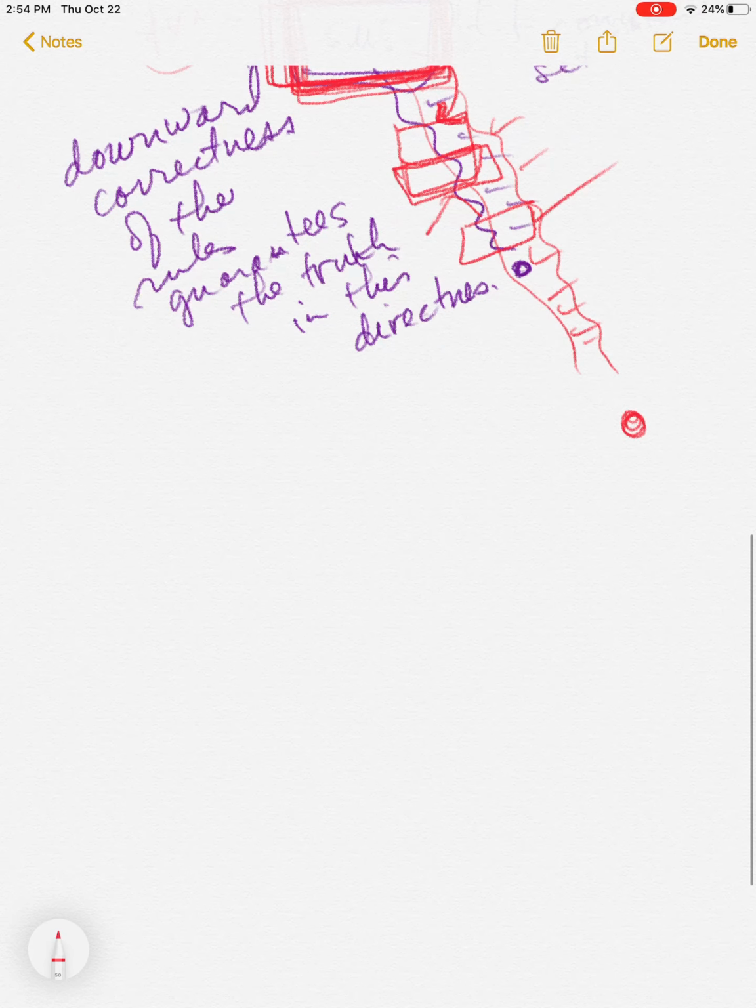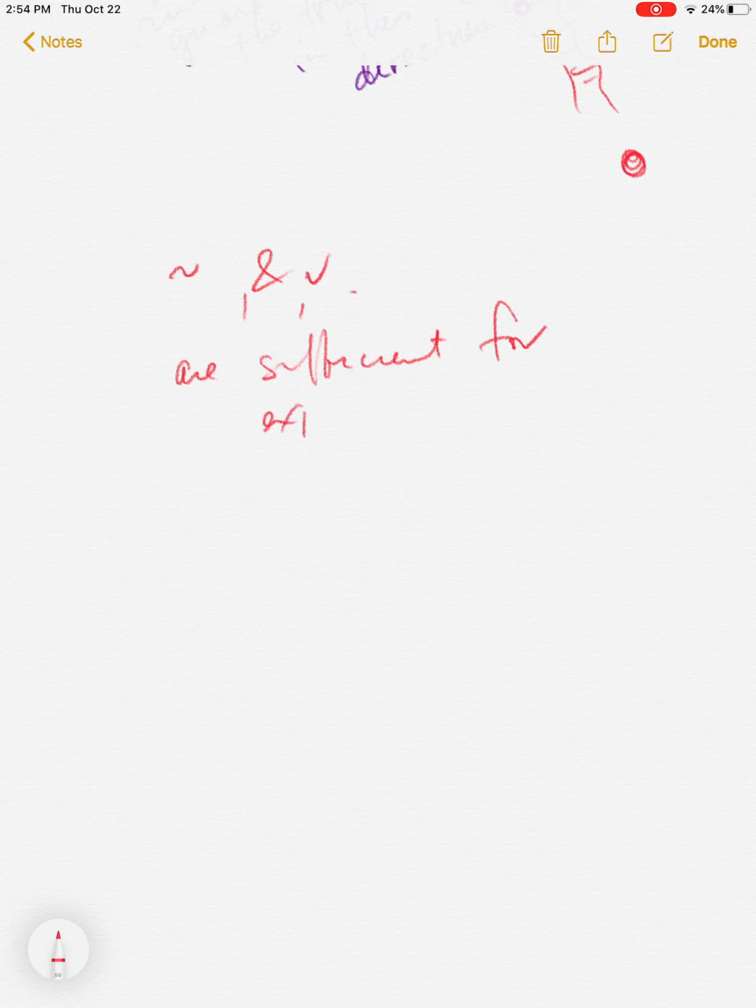in broad strokes, the proof that we did, or I alluded to or described, for the truth functional completeness of the set of connectives not, and, or. That we showed that not, and, or are sufficient for expressing any truth function at all.